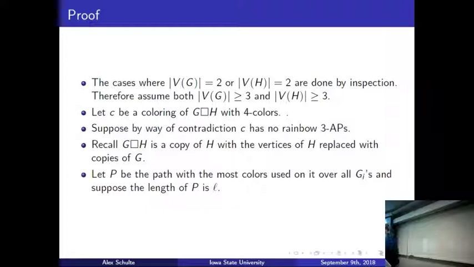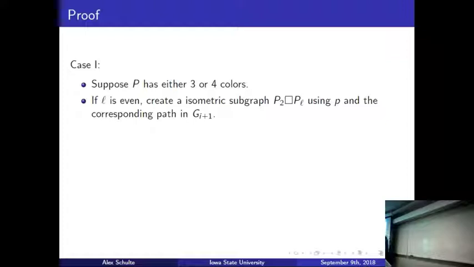Okay. So we're going to break this into cases where we say how many colors are on P. The first case is that P has 3 or 4 colors. If P has 3 or 4 colors, we want to think about it as an isometric subgraph by taking G sub i, the copy of G that P is in, and the next one over, so G sub i plus 1. What we're going to do with it is make a P2 cross P_l. If l is even, this is going to make a rainbow 3AP, because there'll be at least three colors, because P has three colors on a P2 cross P even, which will be a rainbow by the previous results.